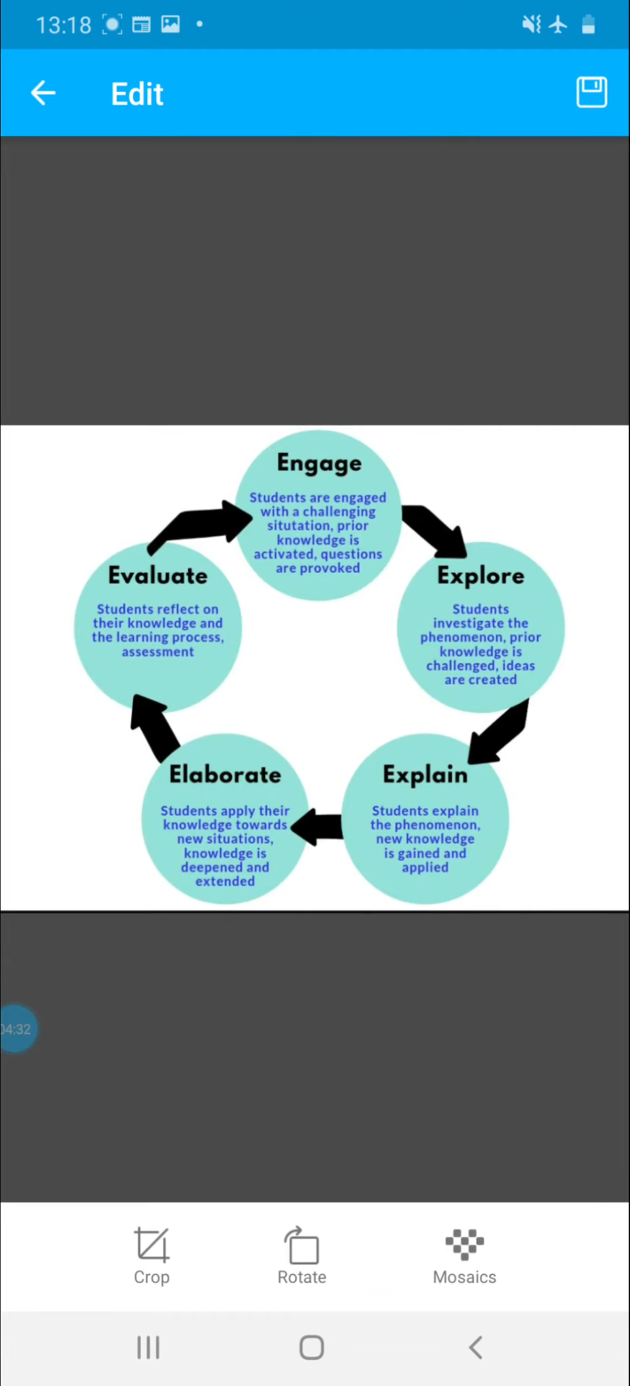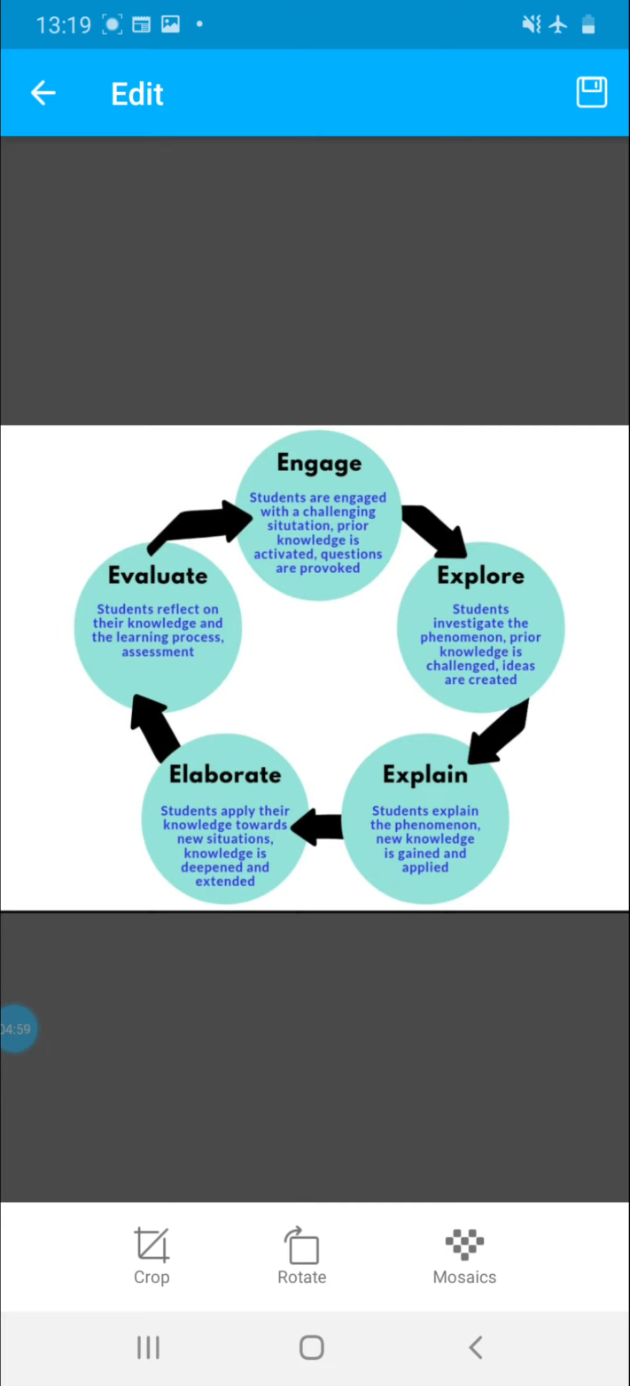Further, I have to summarize the 5 stages which are present in the constructivism model. The first one is the engage, in which students are engaged by the teacher with challenging situations which activate their prior knowledge, and the prior knowledge is related to the new knowledge, and questions are also provoked in this stage by the teacher.